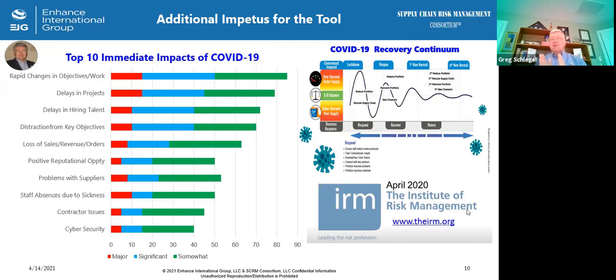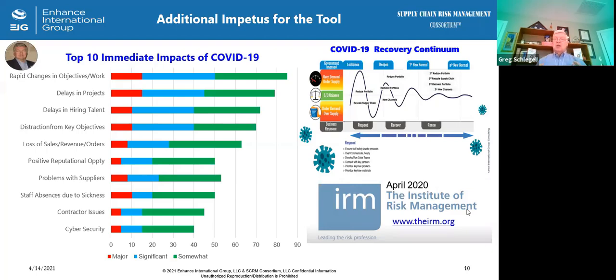Immediate impact of COVID-19, and we wanted to share that with you over on the left-hand side. The red basically is a major impact to companies who answered the survey. Blue is significant, green is somewhat. Let's just go top down and talk about them. Rapid changes in objectives and work, but of course. Next, delays in projects, sure. Delays in hiring talent, absolutely. Distraction from key objectives, understandable. Loss of sales, revenue, and orders due to the demand shocks and the supply shocks. Positive reputational opportunity.